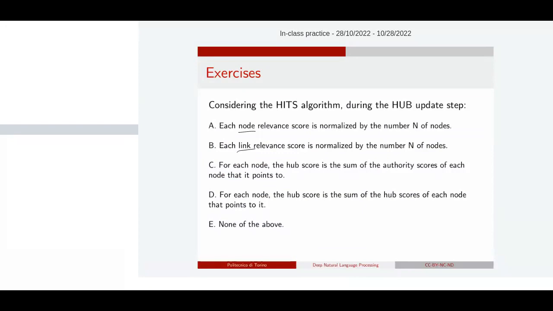C: for each node, the hub score is the sum of the authority scores of each node that it points to. Or D: for each node, the hub score is the sum of the hub scores of each node that points to it, or E: none of the above.